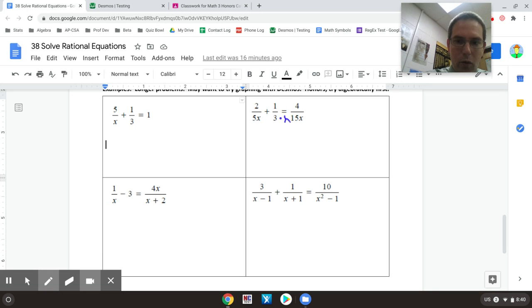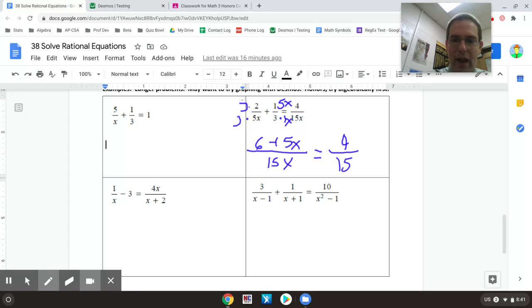And of course, if I put a 5x on the bottom, I'm going to have to put a 5x on top as well. And then since this has a 3, once again, 3 doesn't go into 5, so I need a 3 top and bottom. So that's going to give me a 6 on top plus 5x. And my common denominator would be 3 times 5x, or 15x, is equal to 4 over 15x.